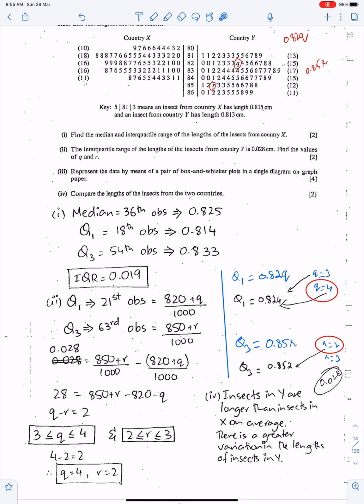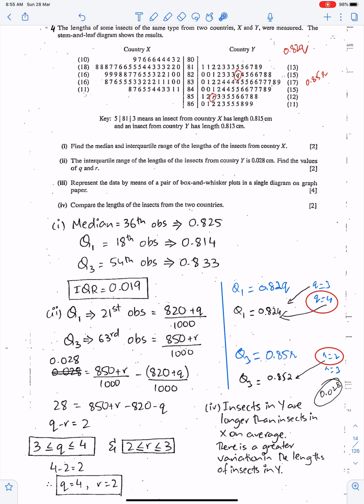The next part is box plot. You know how to draw the box plot. Now compare the lengths of the insects from the two countries. Well, we have to draw two box plots. Here are both the box plots. Write length of insects in centimeters. This is the box for country X, and this is the box for country Y. This distance is 3 centimeters, whereas this distance is 6 centimeters.